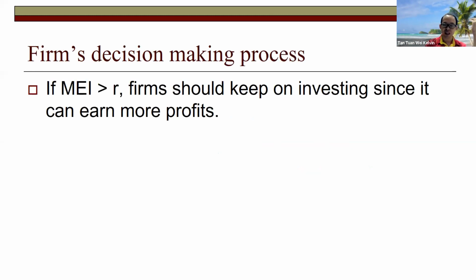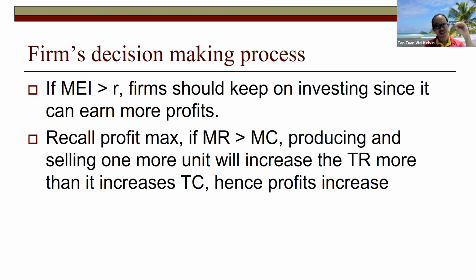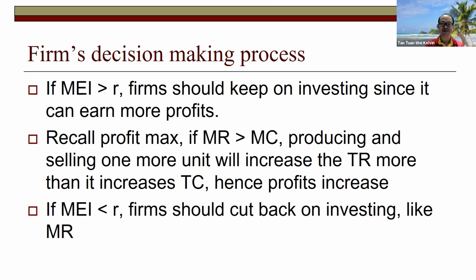So the firm's decision-making process is this: so long as MEI is greater than the rate of interest, where MEI is the benefit of investing and interest is the cost, firms should keep on investing since they can earn more profits. This is very similar to your profit max, if your tutors went through this many times with you. This is similar to MR more than MC. If MR is more than MC, the firm should keep producing and selling because the increase in TR is more than the increase in TC, hence the profit increases.